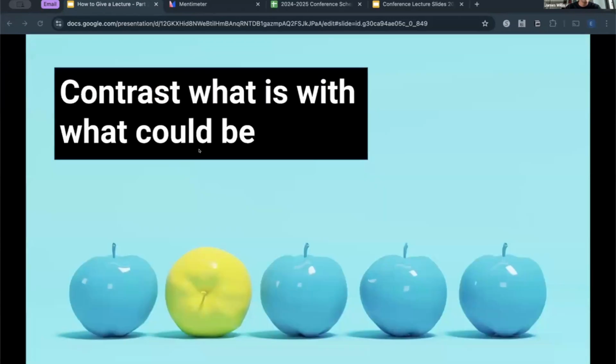Next tip is contrast what is with what could be. And this is not just highlighting specific text that you want people to understand, but also a way to give a persuasive argument. So the idea is that if you show the audience what the standard of care is first, and then show them what it could be, or what the treatment strategy is, or the way of thinking that you want them to have, that contrast drives engagement.